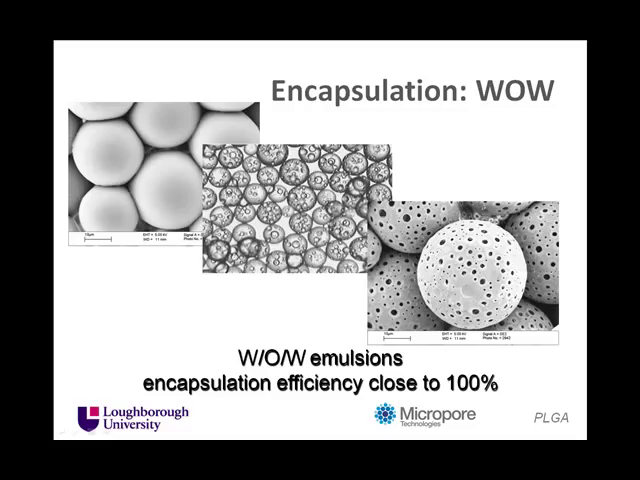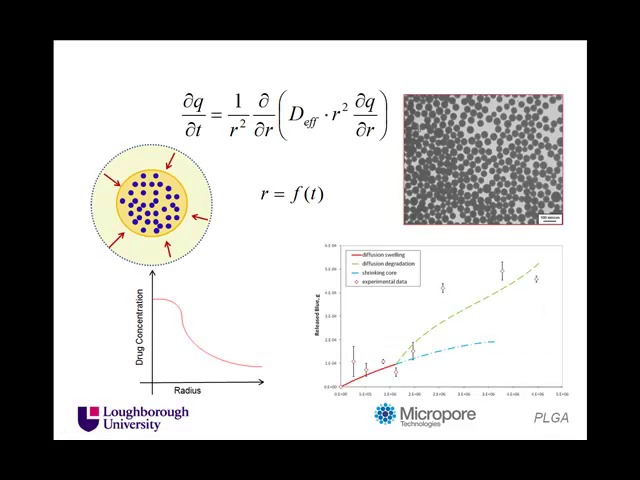When it comes to looking at the release profile, it's a classic sort of engineering approach in terms of a diffusional equation, and we have to take into account the swelling of the particles, diffusion, and in fact degradation of the particles, because PLGA does degrade. Acid degrades, auto acid production degrades.